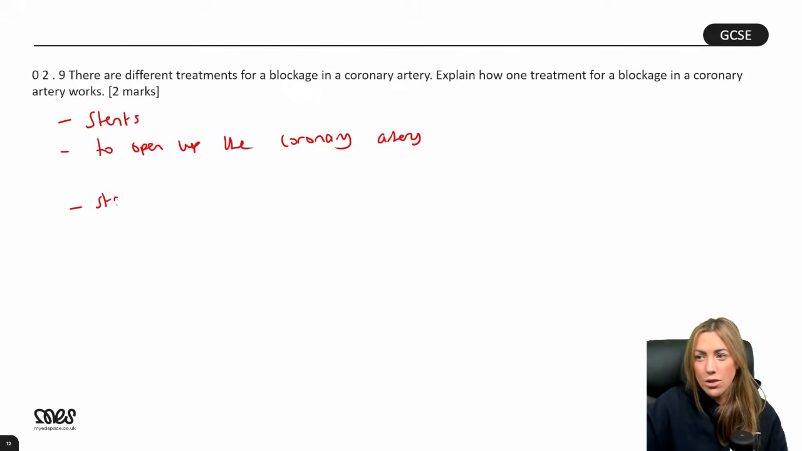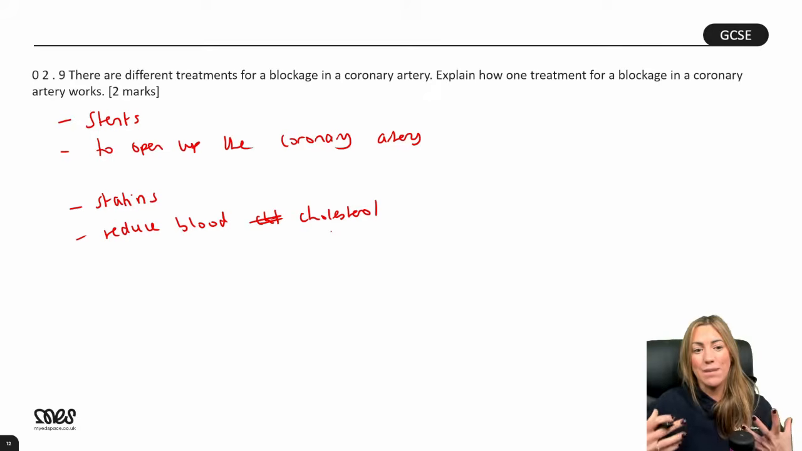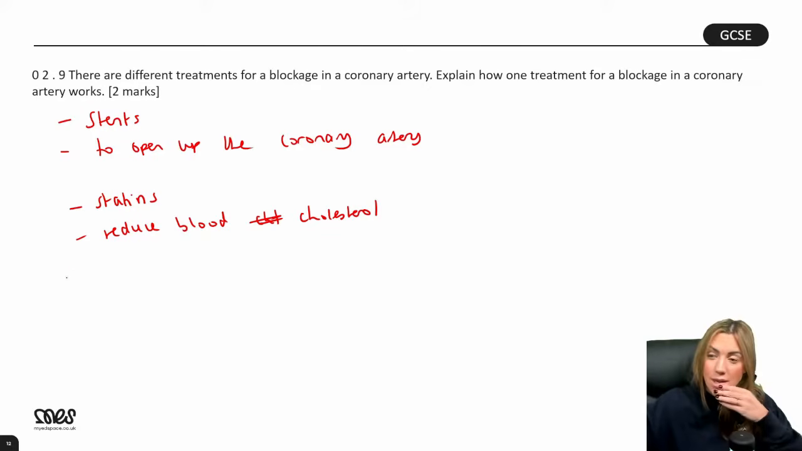But you could also go for prescribe statins, because they help to reduce blood cholesterol. So hopefully that will over time lead to the blockage getting smaller and also no more plaque being added to that blockage. What else could you go for?